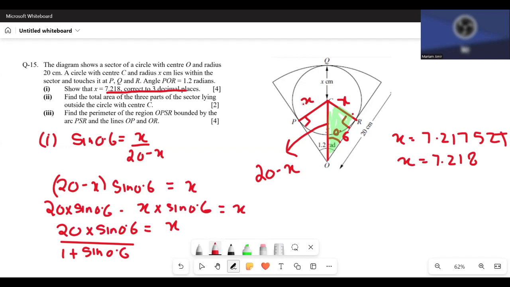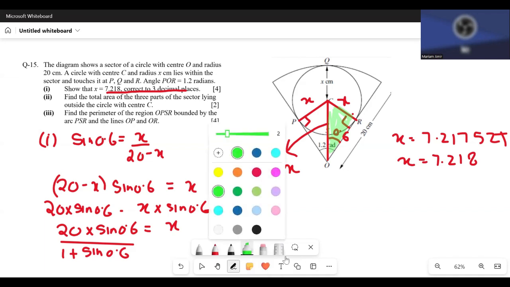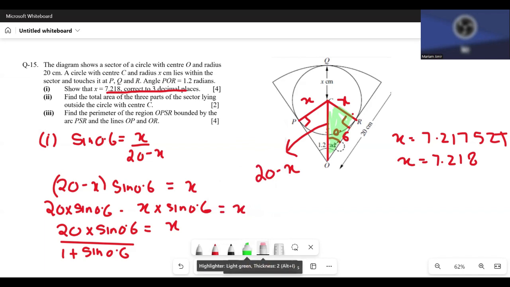Okay. Moving on. Find the total area of the 3 parts of the sector lying outside of the circle with center O. Okay, so we need the area of, just a second. Okay, so we need this area plus this area plus this area. So this would just be sector area minus circle area.